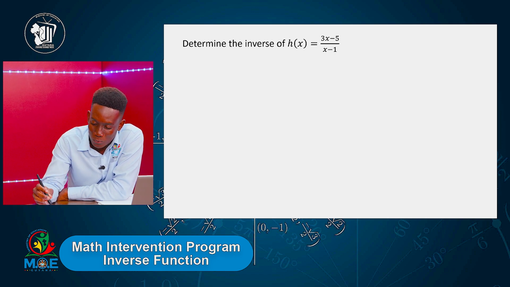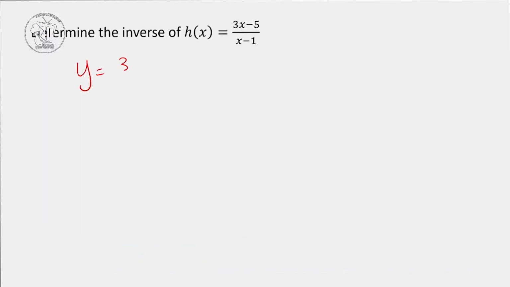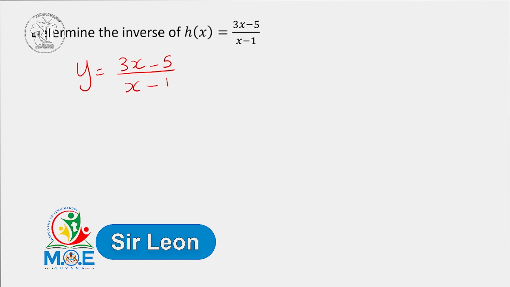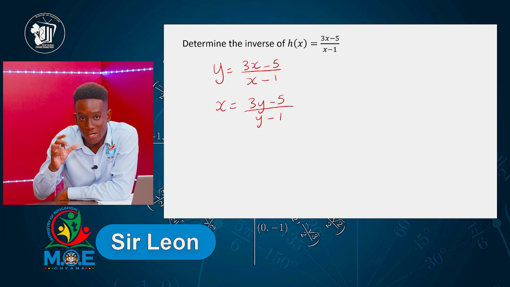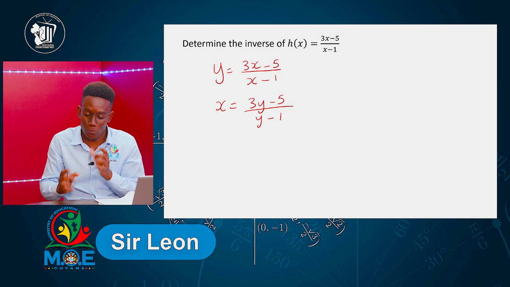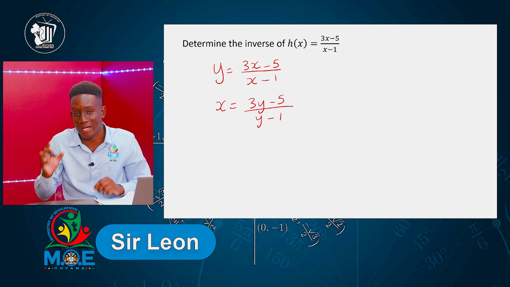The first thing we want to do is replace h of x with y. So we'll have y is equal to 3x minus 5 all divided by x minus 1. Then step 2, we interchange the x and the y. So wherever we have y, we'll put x. This will be x is equal to 3y minus 5 all divided by y minus 1. Wherever you have x, you put y. We had 2 x's, so we'll have to replace both of those x's with y.